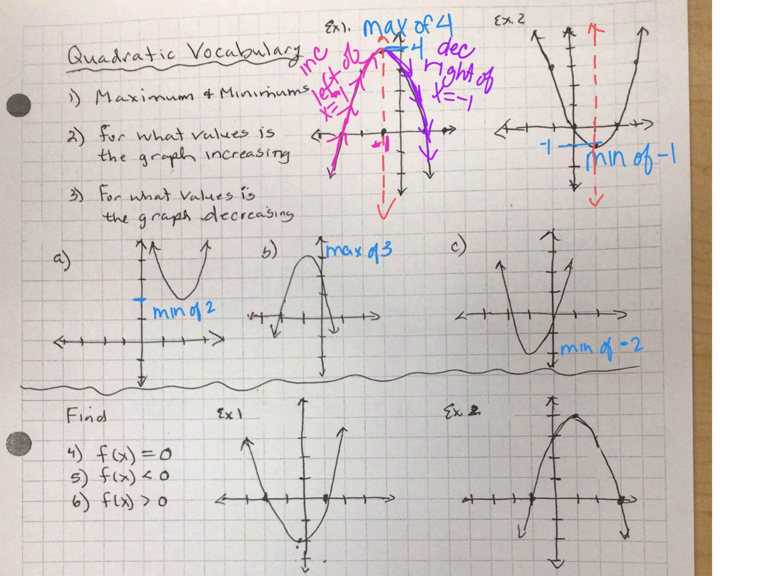to the left of x equals 1, right? These points are to the right of x equals 1. Everybody agree? These points are on the left and these points are on the right. And we said over here the graph is doing what? Decreasing. And these points over here are? Increasing.